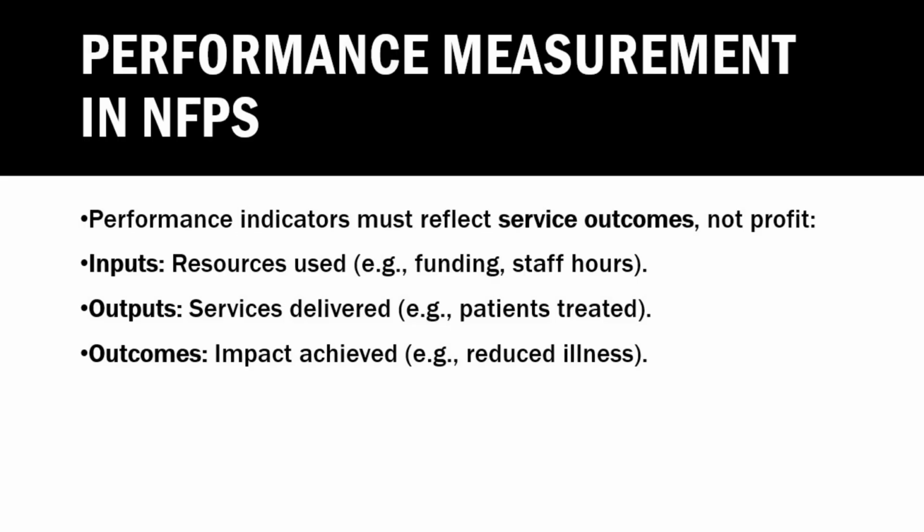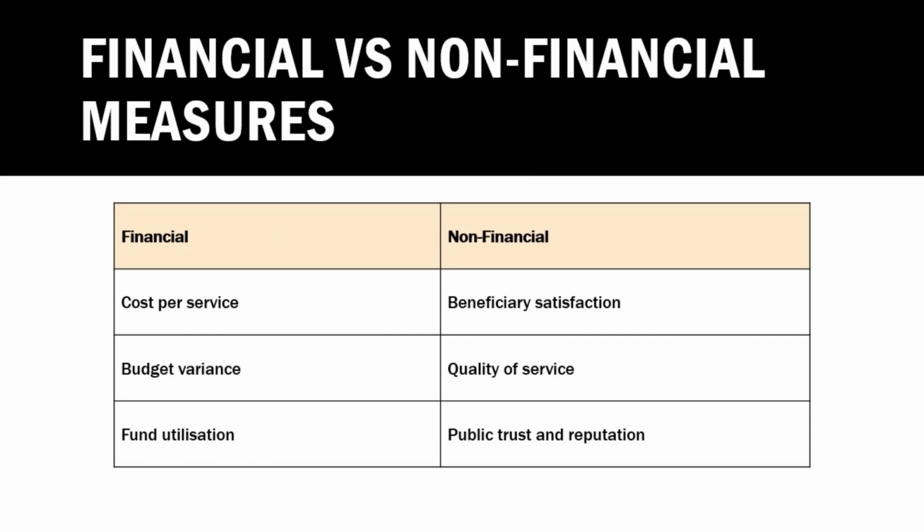Performance in not-for-profit organizations is measured at three levels: inputs, outputs, and outcomes. Inputs are resources such as funding, staff time, and facilities. Outputs are services delivered, like patients treated or students taught. Outcomes are the long-term effects, such as reduced illness or higher literacy.